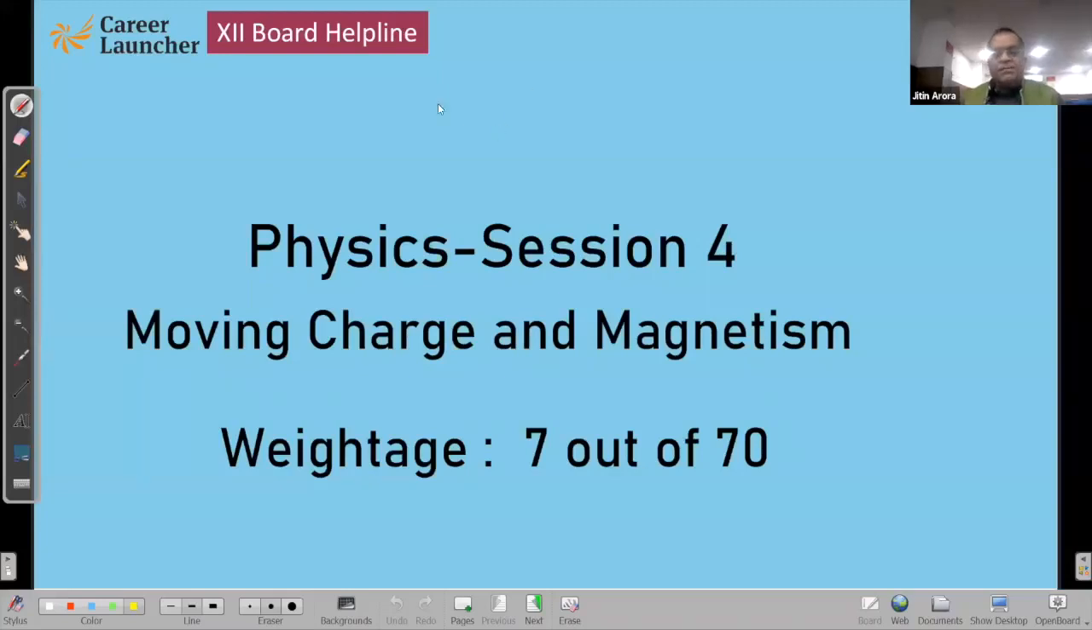It carries almost 10% weightage, wherein I'm going to talk about moving charge and magnetism. In this part of the session, I'll primarily be covering the impact of the moving charges and how magnetic field is generated due to charges in motion. So primarily current is the main cause of magnetic field being generated around us. And we're going to discuss the mathematical relations for it and also do questions on that.